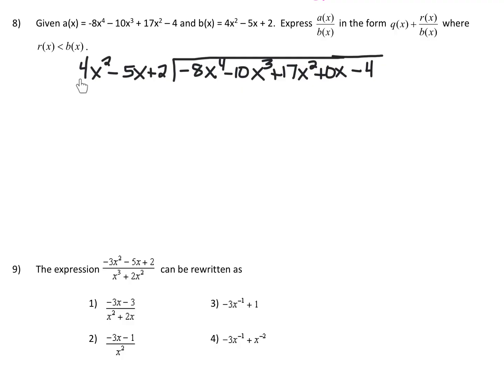Okay, so you look at the first term outside the division bar and the first term underneath the division bar and say, well, what do I multiply 4x squared by to give me negative 8x to the 4th? So negative 2x squared. So that's what we put up here. And now we're going to distribute. So negative 2x squared times 4x squared is negative 8x to the 4th.